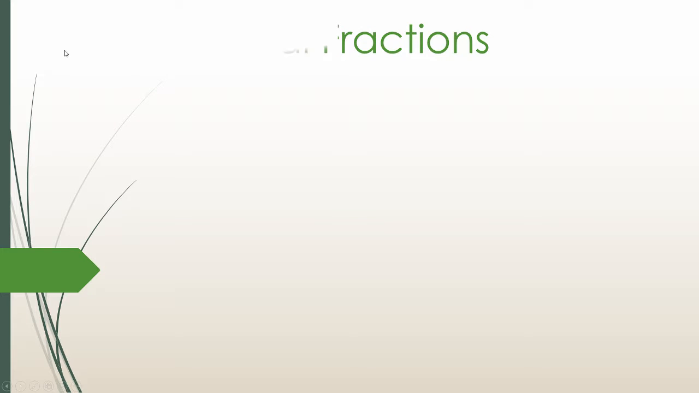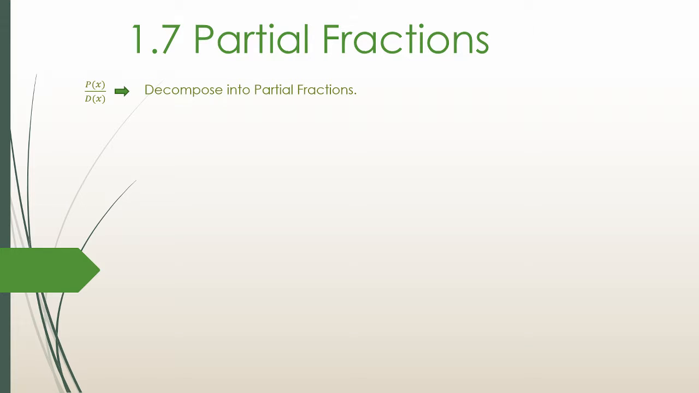In this section, we will learn decomposition of an algebraic fraction into partial fractions. An algebraic fraction is of the form p of x by d of x, where p of x and d of x are polynomials. We will learn how to decompose this fraction into partial fractions. For example, (3x squared minus 3x plus 6) by (x squared plus 2x minus 15) can be decomposed as 3 minus 12 by (x plus 5) plus 3 by (x minus 3).